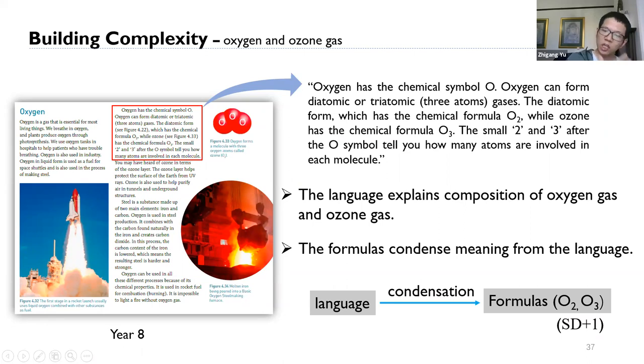So this is in year 8. We can see there how the knowledge has been building up, condensing meaning from the language to the formulas.